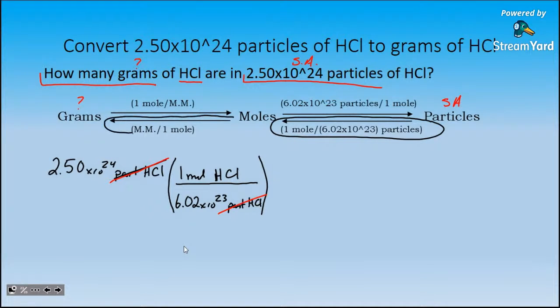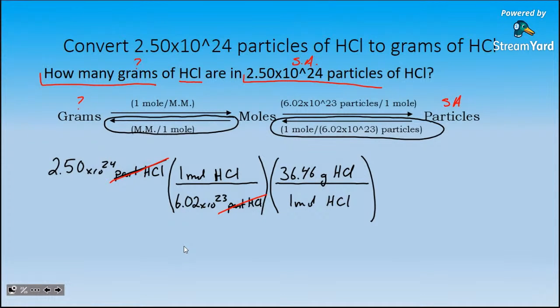But because I'm asking for grams, I've got to do this second step. And I string it together. So my second step, I need the molar mass of HCl, which again is 36.46 grams of HCl for every 1 mole of HCl. Again, notice my numerator in the first step cancels the denominator in the second step, and the only units remaining are those of grams HCl, and then I would do the math. Multiply by the numerators, divide by the denominators.